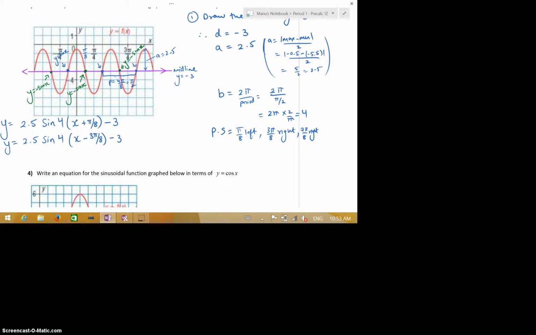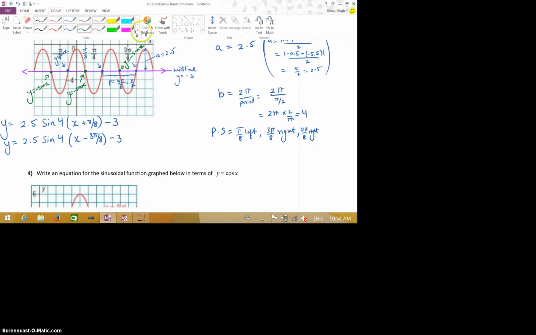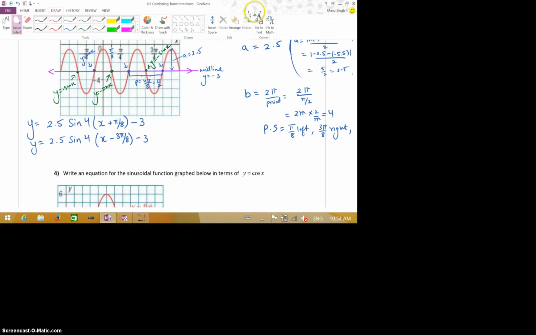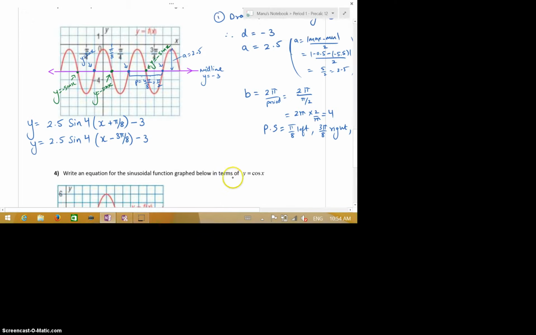So one of the equations I could have written as a negative sine function is, I'll just move this part over. So for the negative sine function, I could have written y equals negative 2.5 sine 4x. The negative sine function would start from pi over 8 to the right, so minus pi over 8, minus 3. Right, so the only thing changing is the phase shift and the sign of the amplitude.